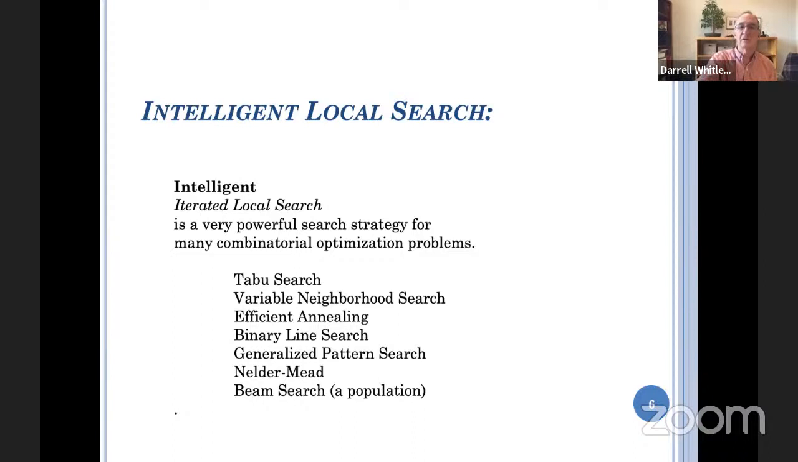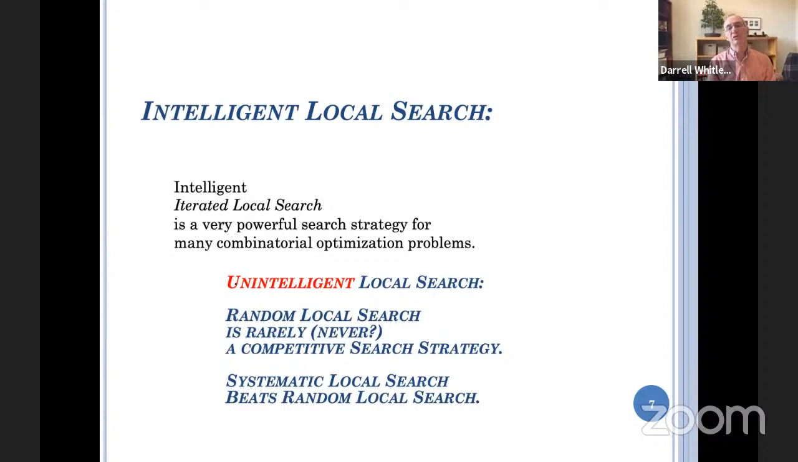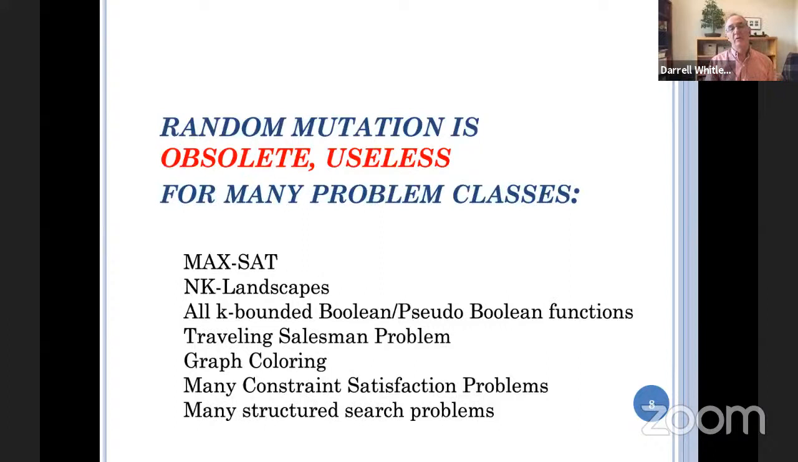One thing I will say is that most local search methods are now extremely powerful and extremely intelligent, but there's also unintelligent local search, random local search, which I've never seen really be competitive on anything. If you're going to use local search, I think the first place to start is just systematic local search rather than random local search, because it has a lower complexity in almost all cases.